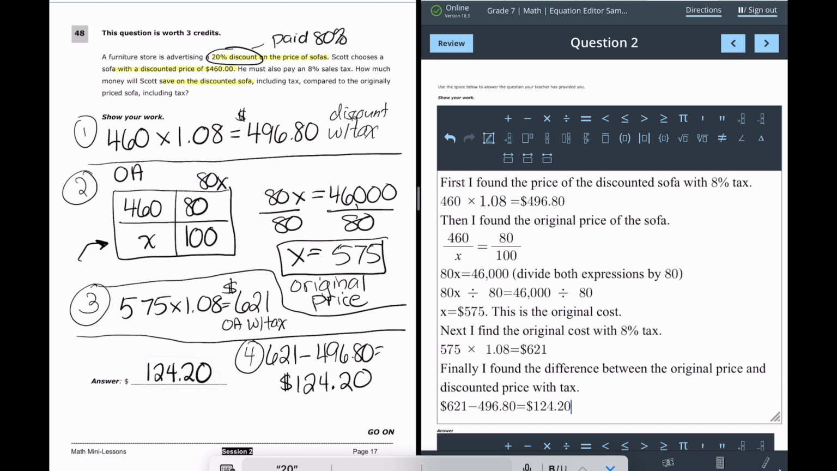So I'm going to just check over my work and look at it one more time. First, I found the price of the discounted sofa with 8% tax. 460 times 1.08 is 496.80. That matches my work. Then I found the original price of the sofa. 460 over x is equal to 80 over 100. 80x is equal to 46,000. Divide both expressions by 80. 80x divided by 80 is equal to 46,000 divided by 80. So x was equal to 575. This is the original cost of the sofa.